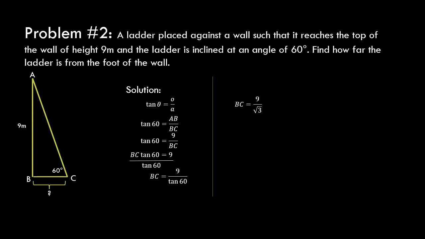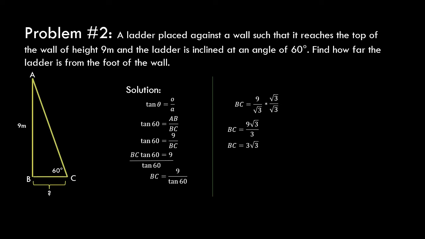Next, we're going to get 9 over square root of 3, since the value of tan 60 is square root of 3. Now, what we need to do here is get rid of the radical in the denominator, since we can't have that. To do that, you have to multiply the numerator and the denominator by the radical. Multiply that, and we are going to get 9 square root of 3 over 3.